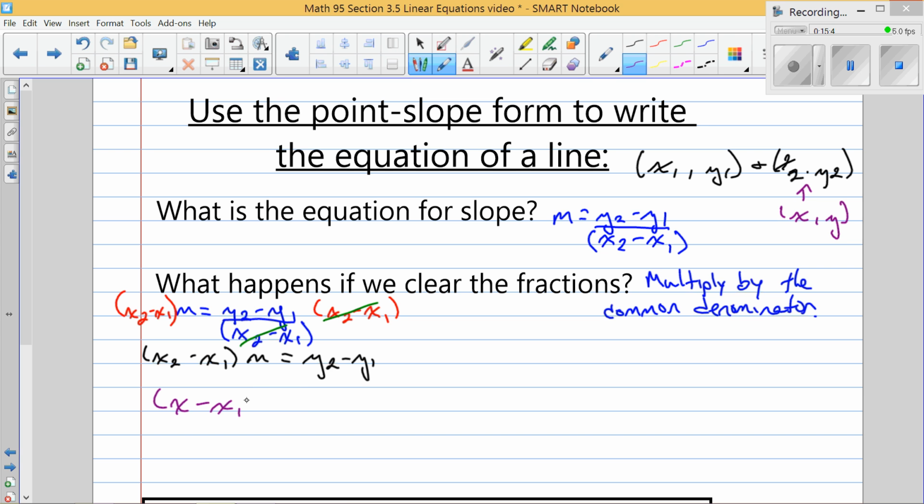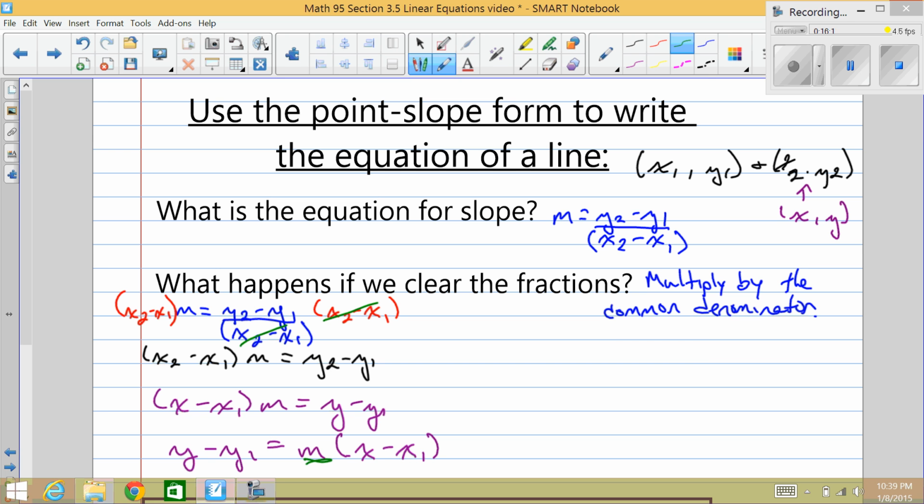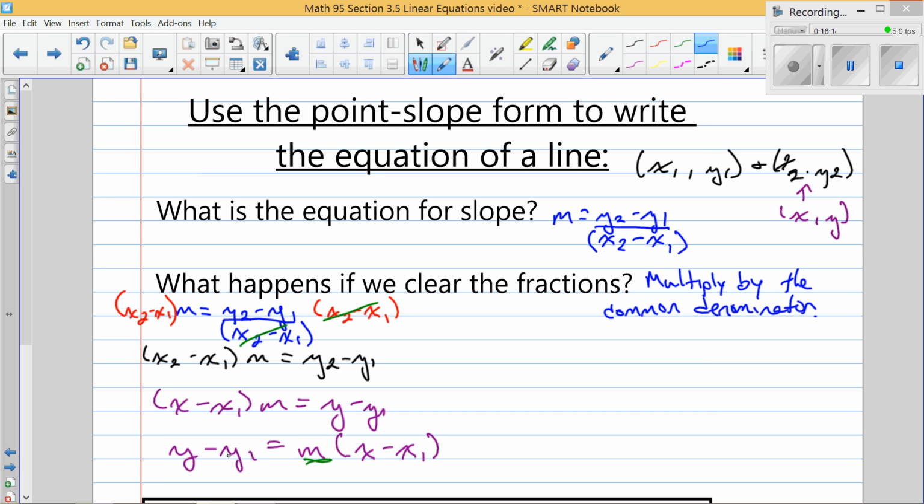X minus x1 times my slope equals y minus y1. So now I'm just going to switch up the order, and I'm left with y minus y1, I rewrote this, equals, I'm going to put my slope first, and then x minus x1. So what this allows us to do is, given the slope and a single point on the line, I can get the equation of my line.